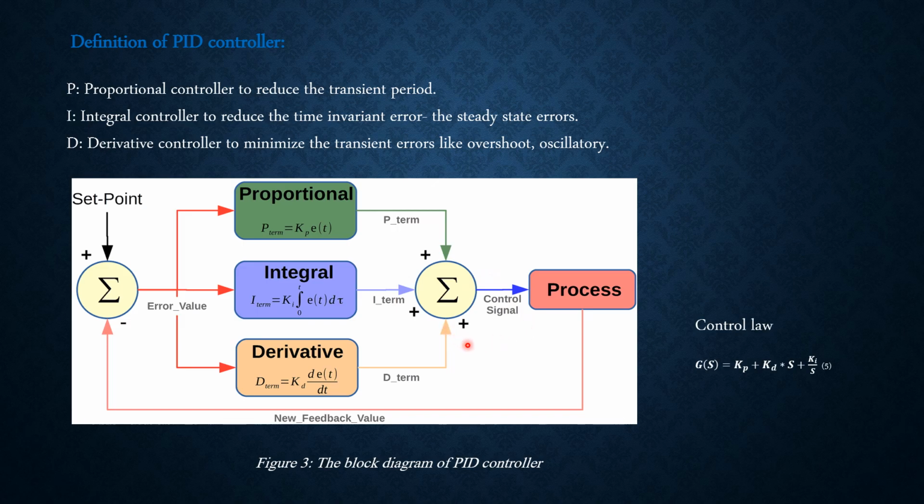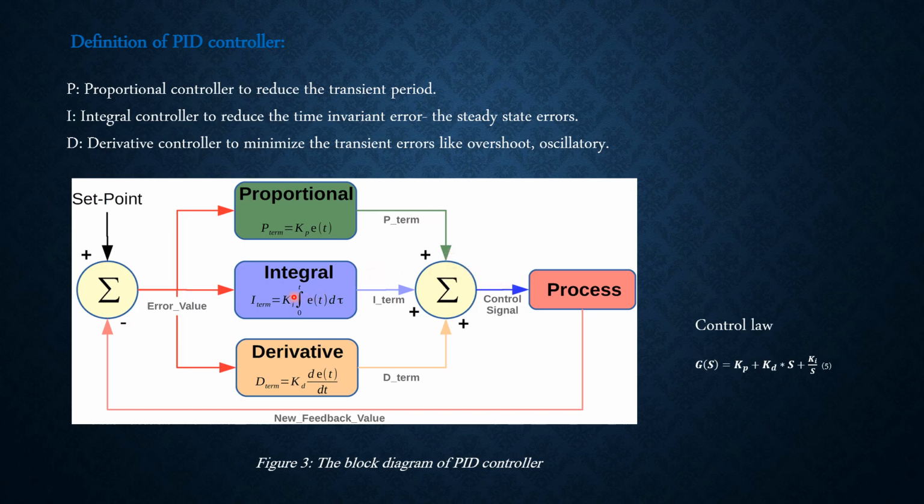Here, as you can see in the block diagram of the PID controller, we have three different sections. The first section is proportional, or the P term. The controller response is proportional to the current error, the difference between set point and process variable. It provides a fast and quick response, but may lead to oscillation if it is used alone.